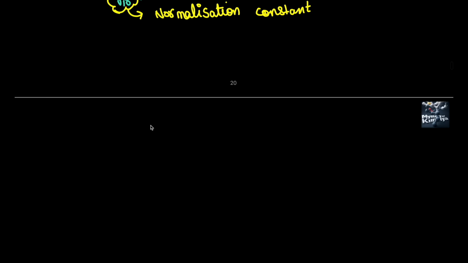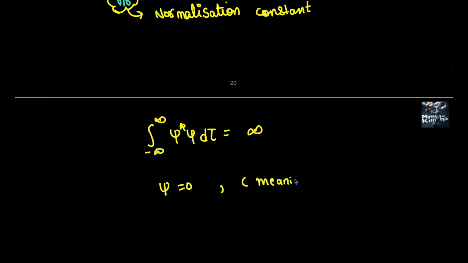And one case that can come is that, let's suppose, this value is equal to infinity, like this cannot be possible. If this value becomes infinity, then psi should be 0, and this is a meaningless term, right? This is meaningless. Why? Because if we assume that the electron is present in a particular volume, then we should be able to find psi, and it should not be zero, right?